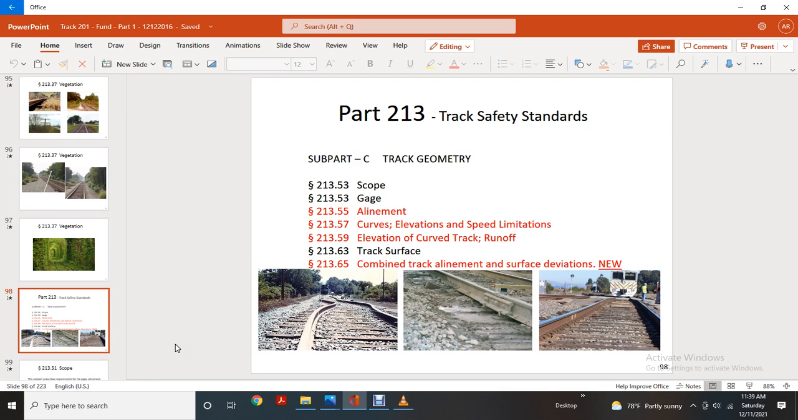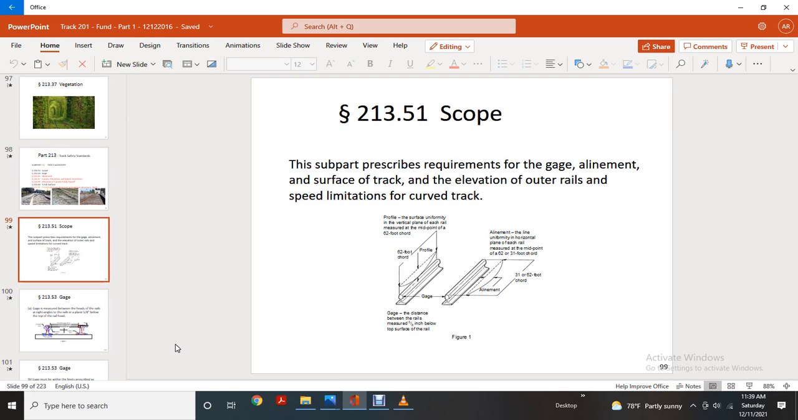213 Track Safety Standards, Subpart C, track geometry. Scope: the gauge, alignment, curve elevation, speed limitation, elevation of curved track, track surface, and combined alignment and surface deviations of new track. The scope of the subpart prescribes the requirements for gauge, alignment, surface, elevation of the rails, and speed limitation for curved track, and shows the profile and alignment with a 31 and 62-foot chord, gauge, and profile alignment.